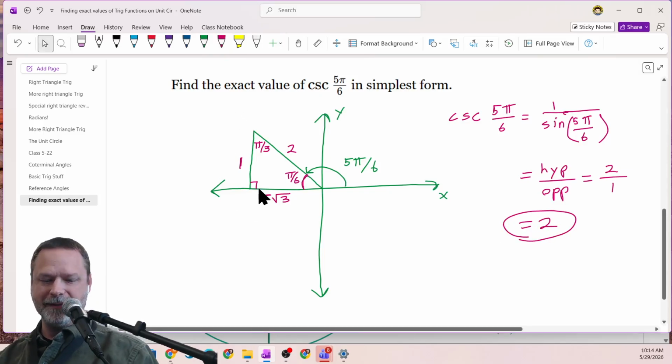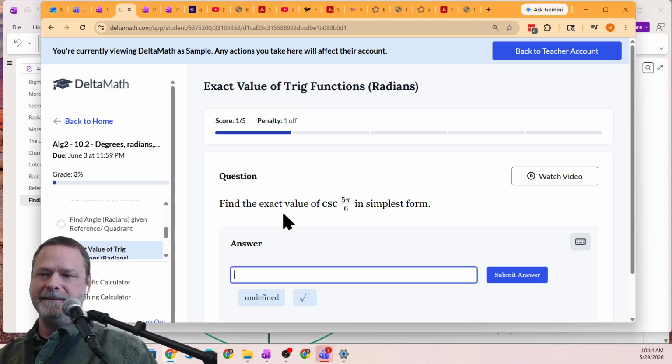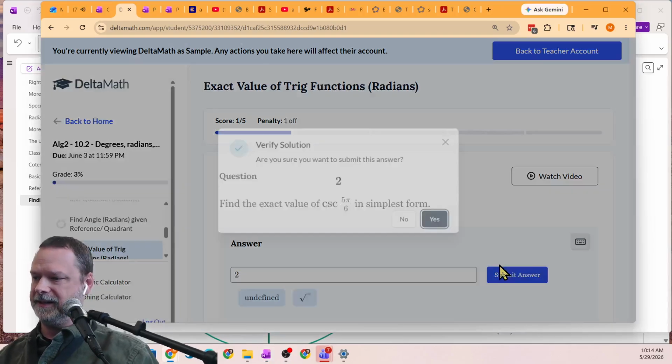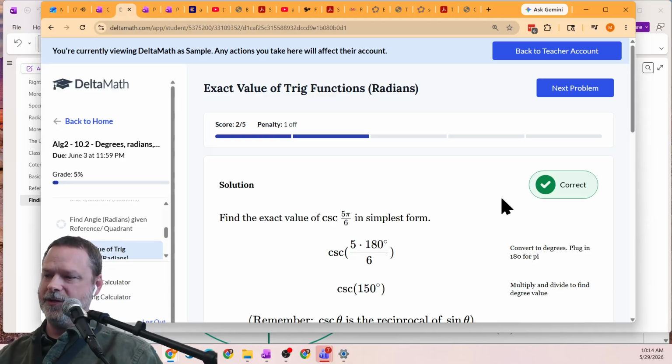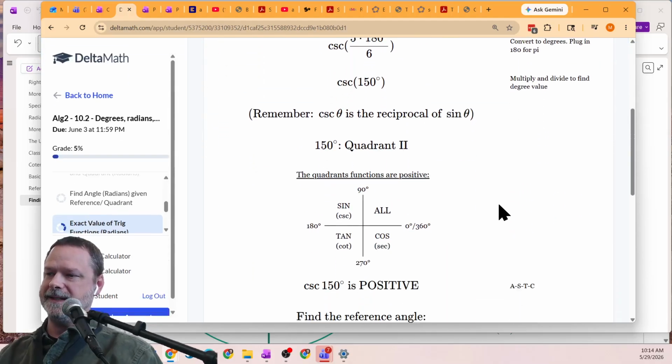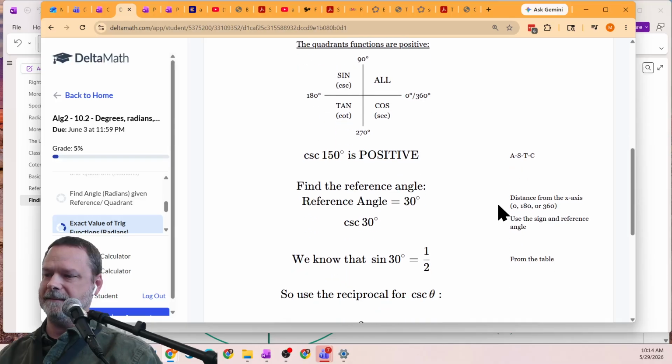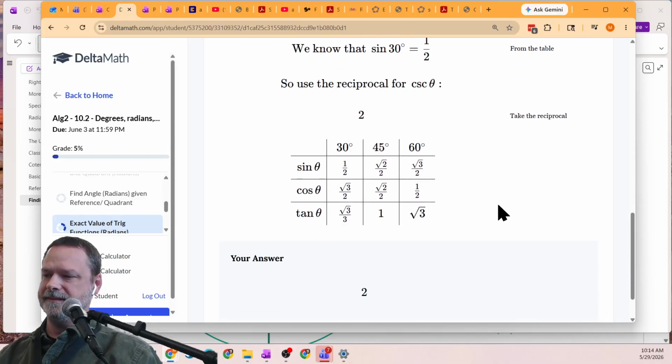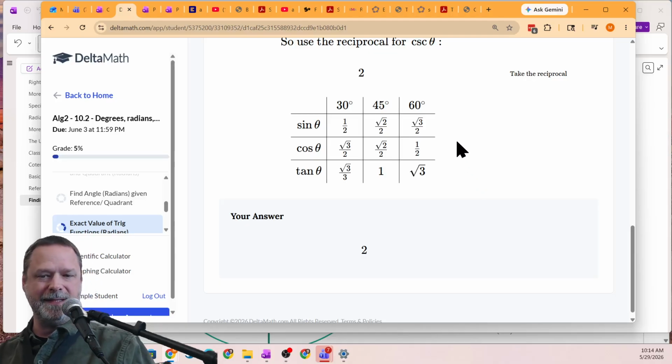All right, and let's just double check that in Delta Math, and that'll do it for this video. Woohoo! And then here's its solution, the way it does it. But again, I like my sketch. I think it makes it way easier.